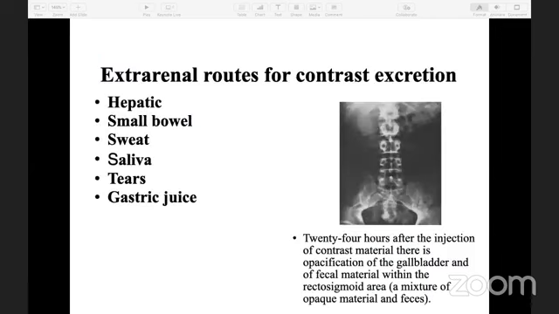Sometimes the contrast media are excreted by extrarenal routes, for example, liver, gallbladder, bowel, tears, gastric juice, etc. In this case, you can very well see that contrast is being excreted by the gallbladder and rectum.